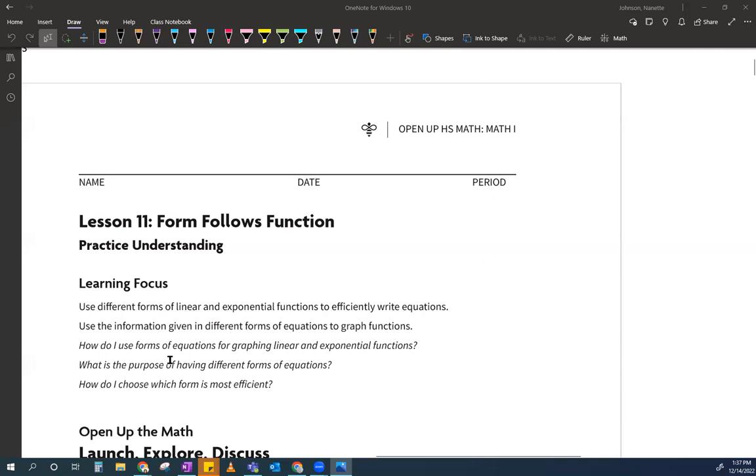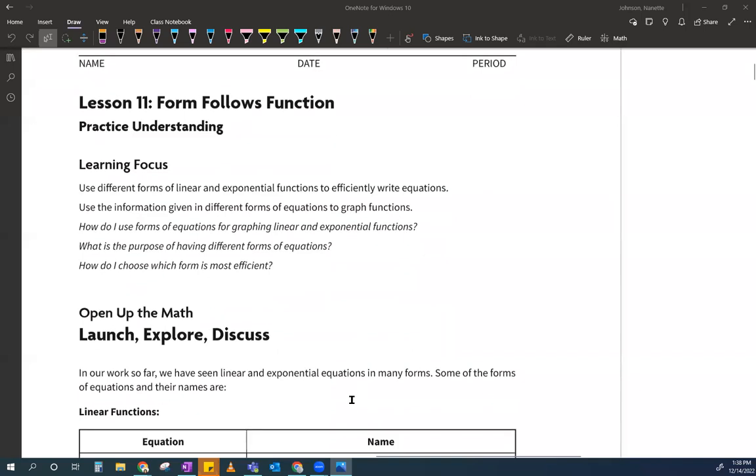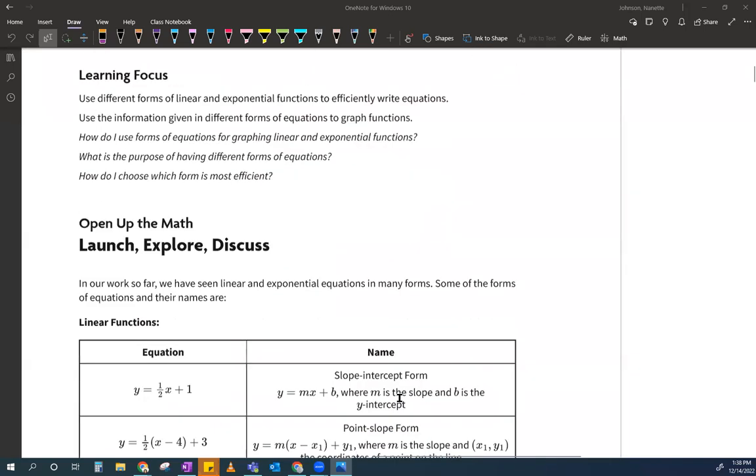How do I use forms of equations for graphing linear and exponential functions? What is the purpose of having different forms of equations? And how do I choose which form is the most efficient? These last couple of questions that they pose here are really good questions. How do I know which equation I should be using? Which one is the most efficient? Why do we even have more than one equation? These are all really good questions that you should be able to answer by the end of this lesson.